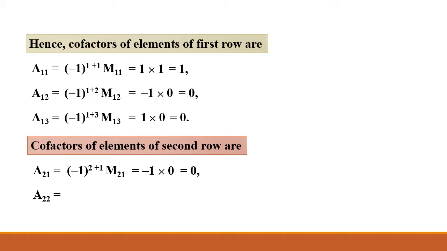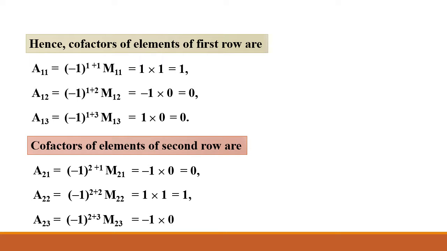Next, A22, which is equal to minus 1 raised to 2 plus 2 M22, we get 1 into 1 equal to 1. A23 equal to minus 1 raised to 2 plus 3 M23. So minus 1 into 0 we get 0.